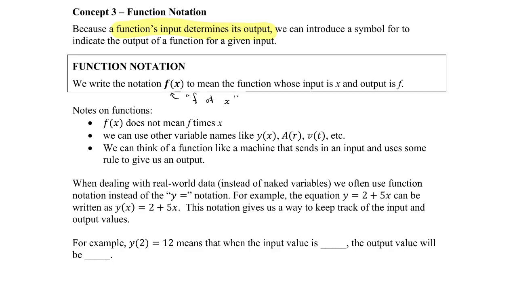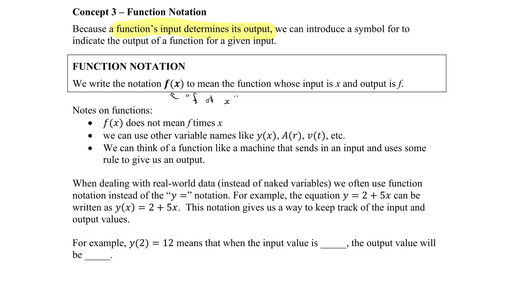So notice that f of x is different from f times x. You have to know from context whether writing these in parentheses next to each other means multiplication or if it means function notation. There's nothing magic about the letter f, right? We can use other names than f.